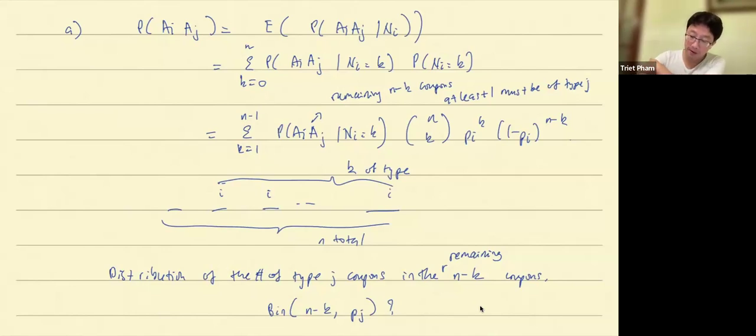The answer is no. Why not? The why not here is a bit subtle, but when we condition on k of the types being type I, and when we use the word remaining, it means that the n minus k coupons here, none of them can be of type I.